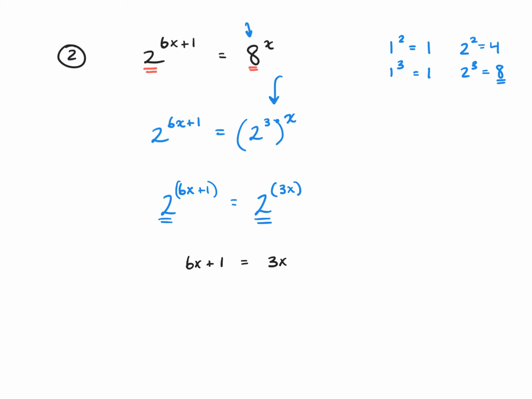So going ahead and solving this problem, I'm going to subtract 6x, and I get 1 is equal to negative 3x. And at this point, I divide by negative 3, and I will get negative 1/3 will equal whatever x must be. So if x is equivalent to negative 1/3, then my exponential functions will be equal.